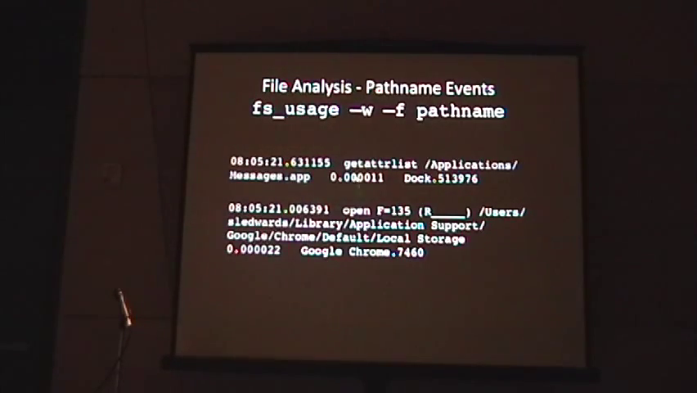So this is an example of getattrlist. It's doing something with the Messages application with the Dock. What I did there was I clicked on Messages and opened it up. So we can see some interfacing with Google Chrome here. I was, of course, browsing the web, things like that.